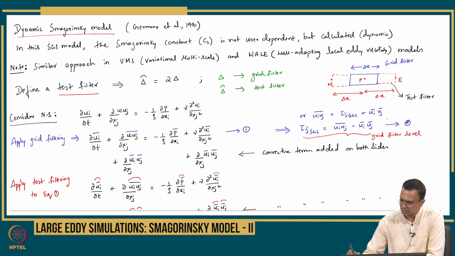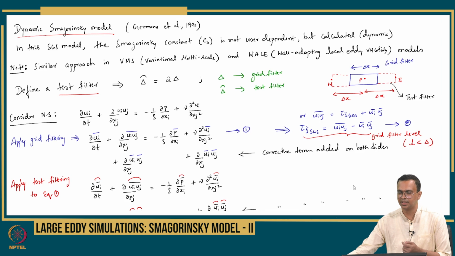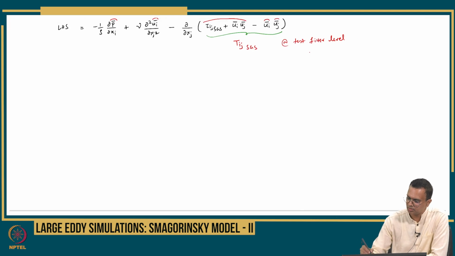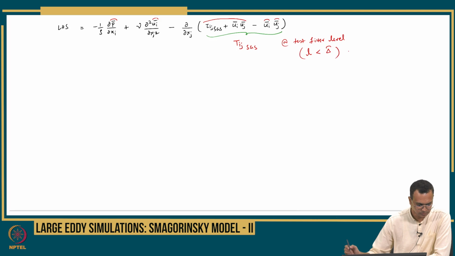At the grid filter level, that is where L is less than delta, for all the SGS length scales smaller than the filter size. So if this is L less than delta, at the test filter level this has to be L less than 2 delta, right? At the test filter level. So that means this is applicable for L less than the test filter, okay.